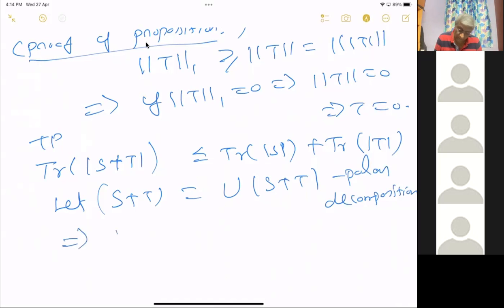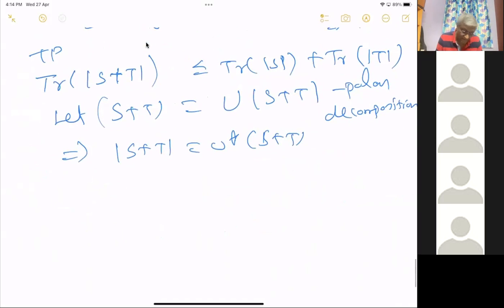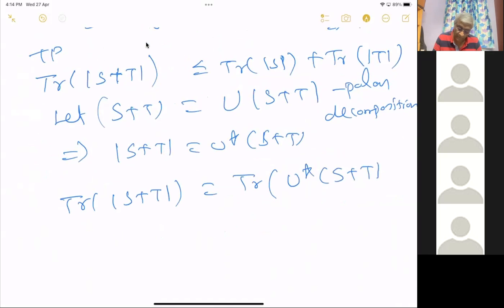Then this implies mod S plus T equals U star S plus T. This is to get the linearity, and trace is linear, so we can take this out. So trace of mod S plus T equals trace of U star S plus T. Okay, this is a bracket.